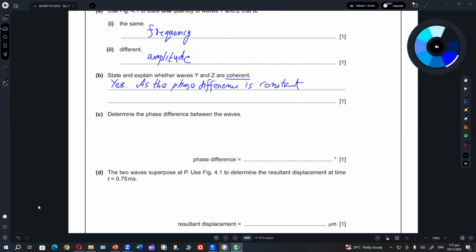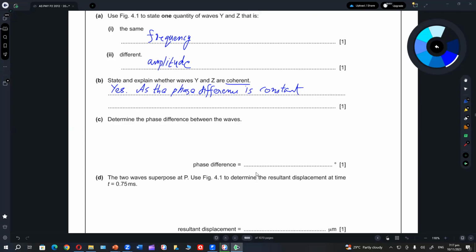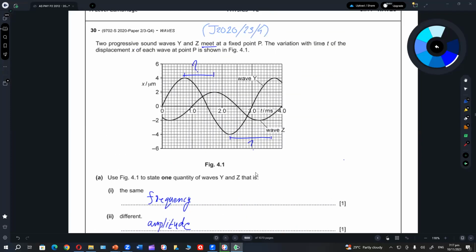Now, I have to find the phase difference between the two waves. It is one mark, and the answer unit is degree. So now solve it, and I'm showing again the two waves.